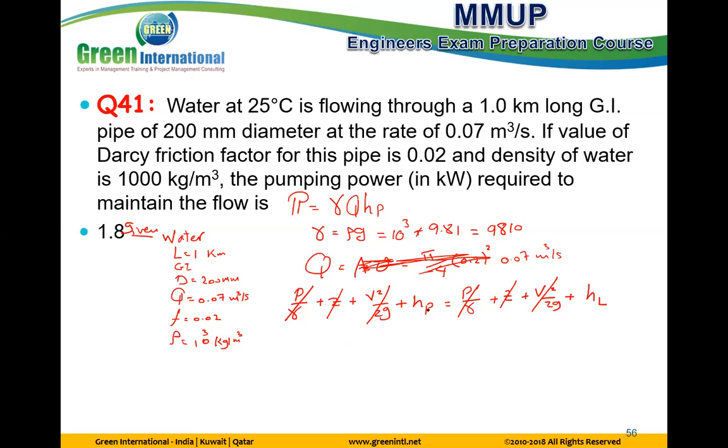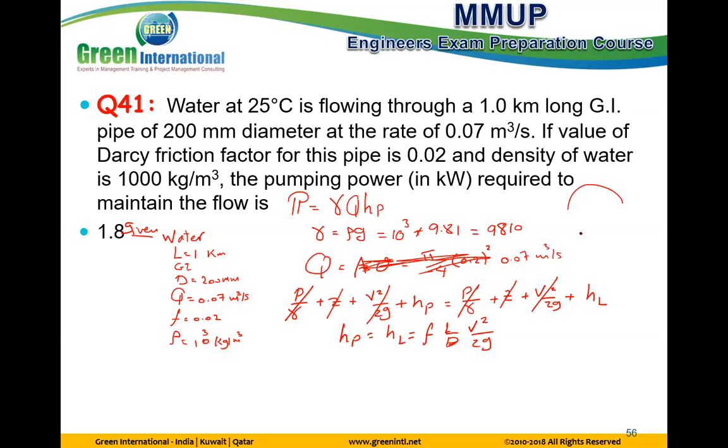All of this cancels. We can cancel H V with H L, correct? And what will we find out? HP is equal to HL. You see, the problem is very easy because HP is equal to HL. Now actually we start the problem. HL, how to get it? F L over D times V square by 2G. Yes, correct. If we have L, we have D also, G is constant, the remaining is V.